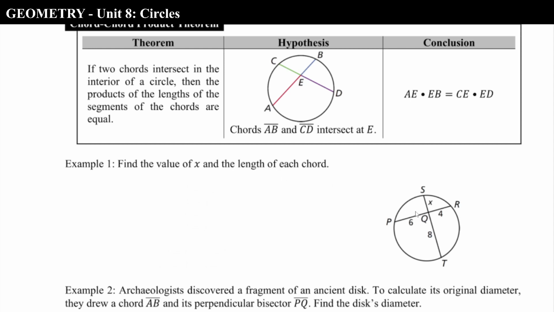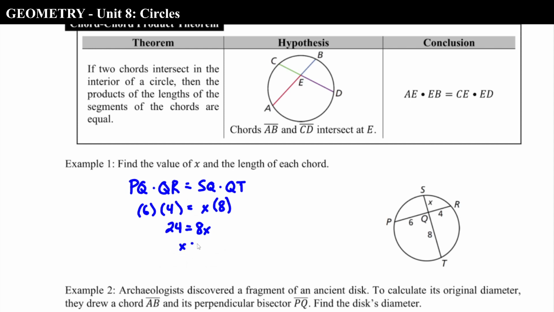Okay, so to find the value of x, we're going to take PQ and multiply it by QR, and then we're going to take SQ and multiply it by QT. So PQ is 6, QR is 4, SQ is x, and QT is 8. So we have 24 is equal to 8x, and so x is equal to 3.